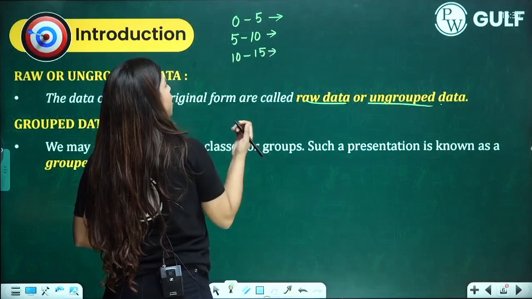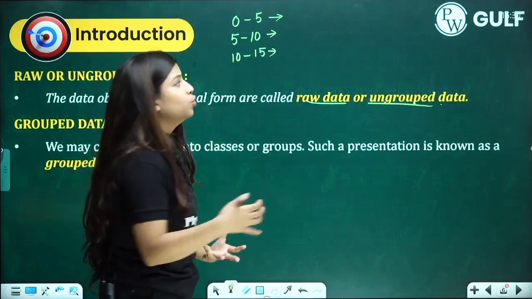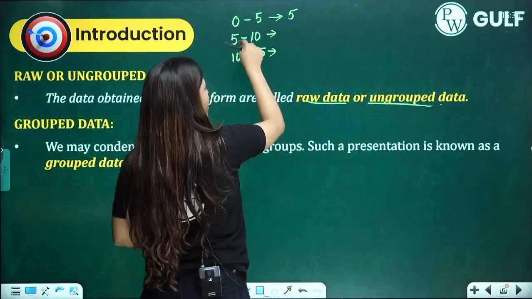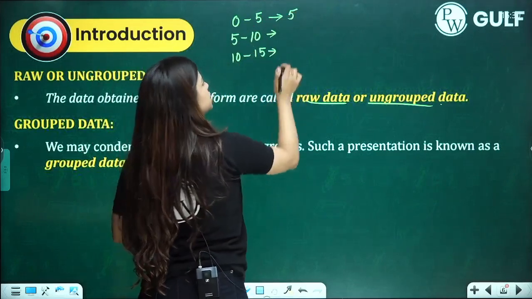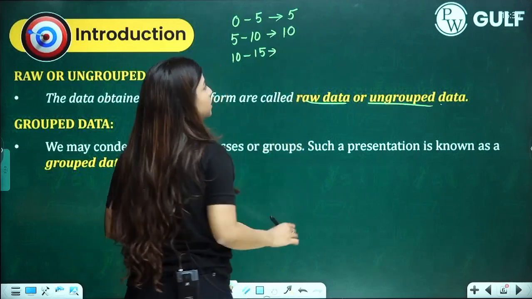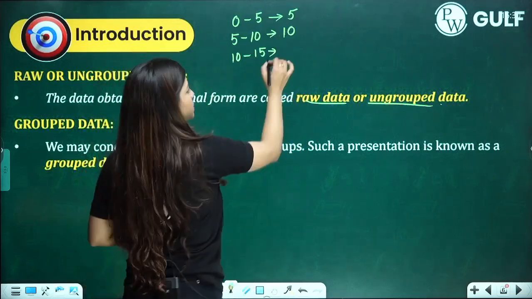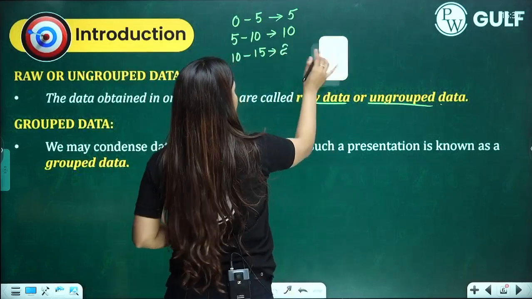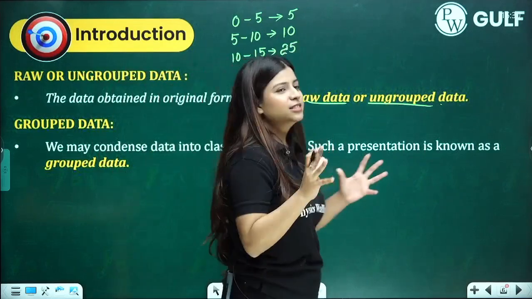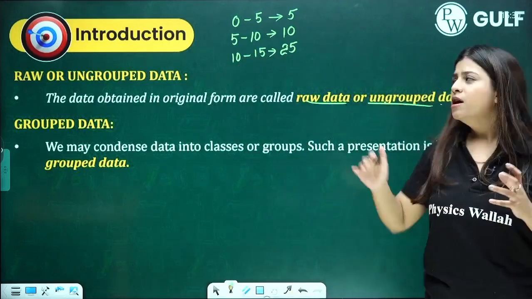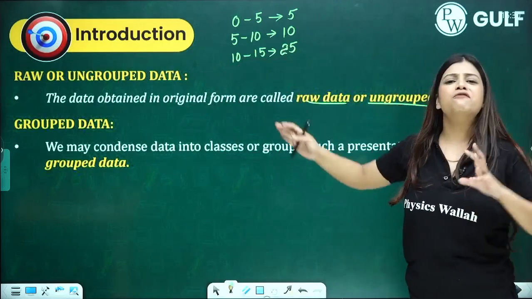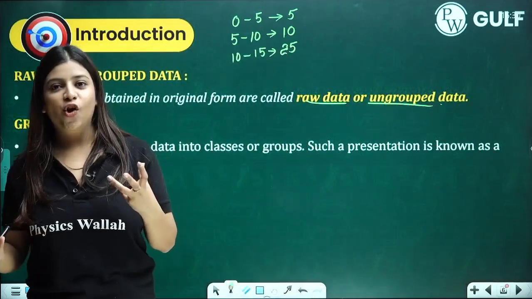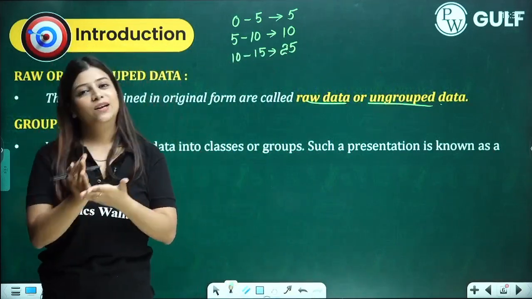So this is how, for example, in a class of 40 students, 0 to 5 marks were secured by 5 students, 5 to 10 marks were secured by, for example, 10 students, and 10 to 15 marks were secured by 25 students. So this is what makes a class of 40. From this data, it will be very easy for the principal to see that the majority of the students are securing good marks, that is from 10 to 15.